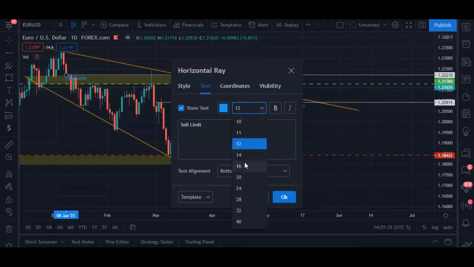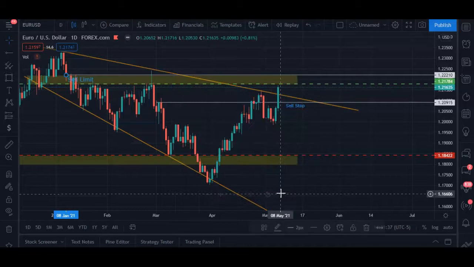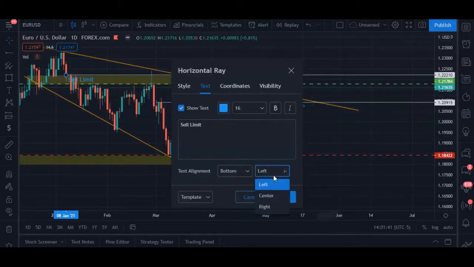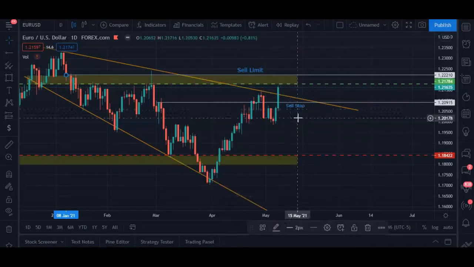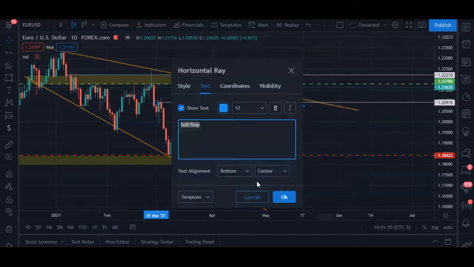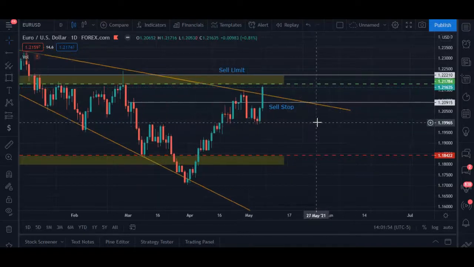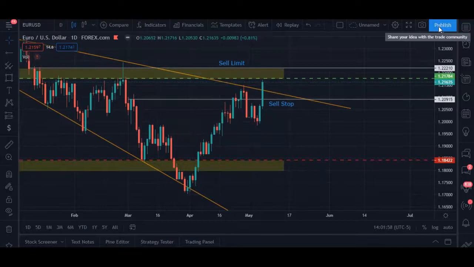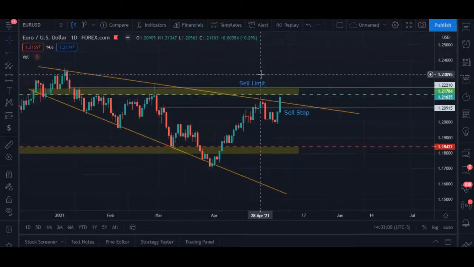I'm about to post this chart up. All right, there we go. I'm about to post this chart, publish my chart, so people can see it.